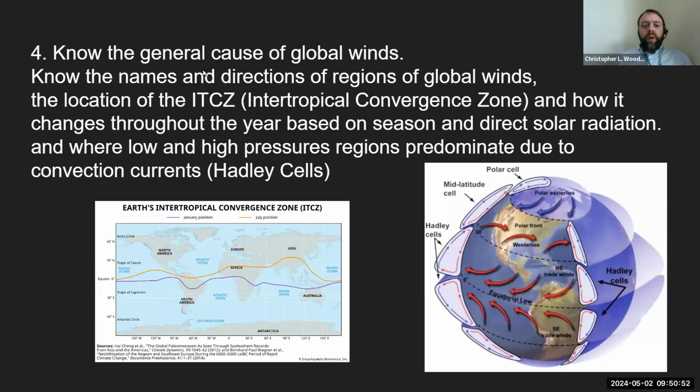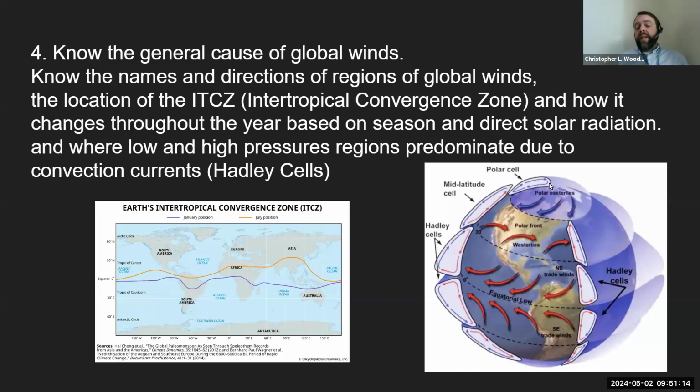So let's start with the general cause of global winds, of course, which is the sun. As the sun heats the equator, air gets very hot there, creates a region of low pressure, and air rises. As it rises, it spreads out on top of the troposphere, spreading out in both directions, and generally sinks around 30 degrees north and south.